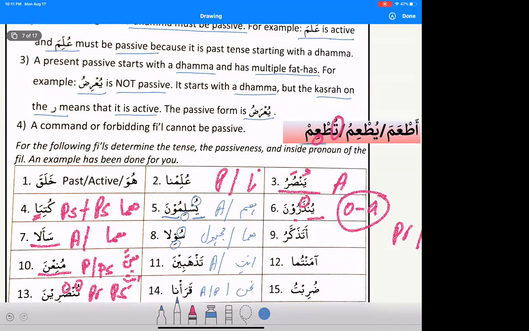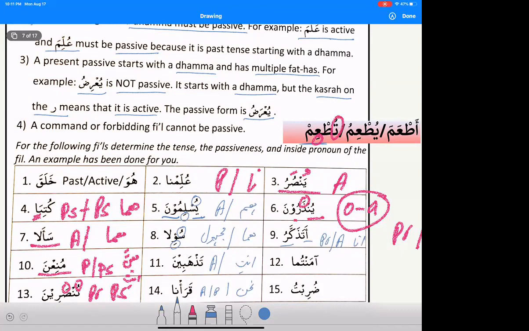Atadhakkaru. What is atadhakkaru? Active. How do you know this is active? Because there is no u beginning sound. Exactly. It has u ending and a beginning, which tells me this is present tense. But I don't hear the u and a sounds for the passive. So that tells me this is active. And now what is the fa'il in it? Hua? Hua has a beginning? No. Ana. Right. This is Ana.